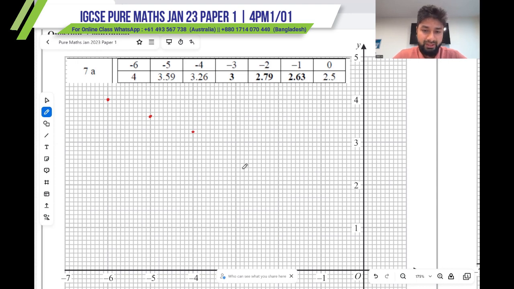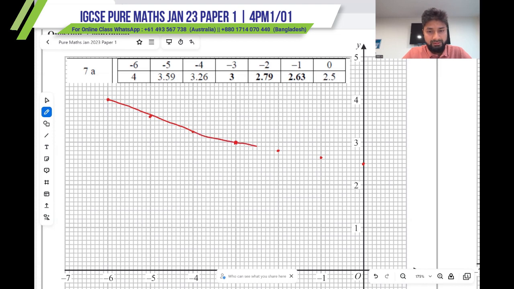The next point is -3 and 3. It's easy. This is the point. The fourth point is -2 and 2.79. So 2.79 is close to 2.8. So we can take this point. Then -1 and 2.63. So 2.1, 2, 3, 4, 5, 6. So 2.63 will be this midpoint. Then the last point is 3.5. 1, 2, 3, 4, 5. So this would be the point.